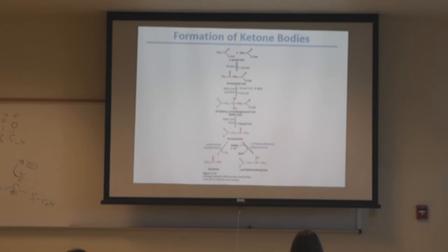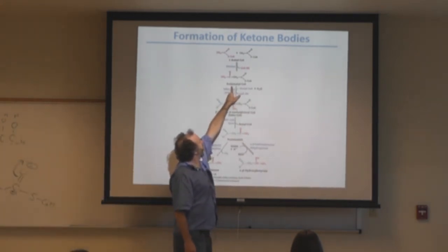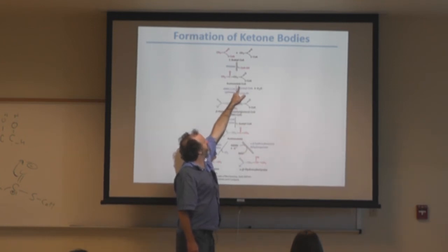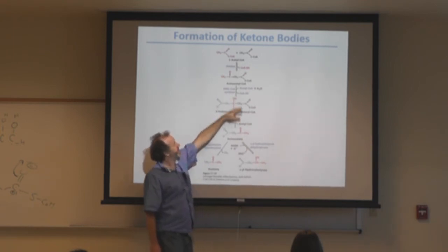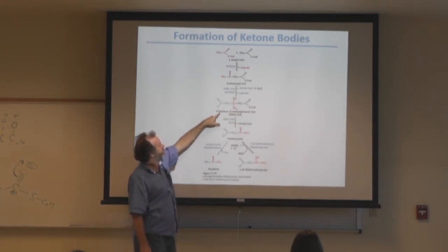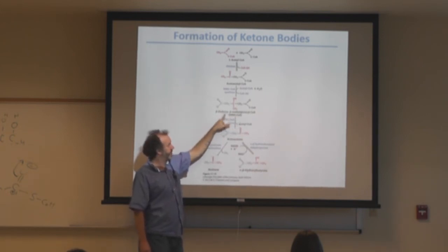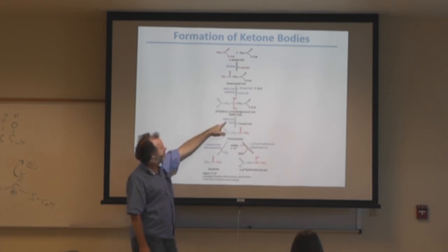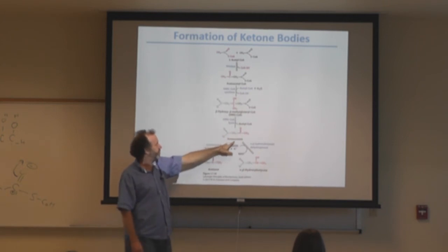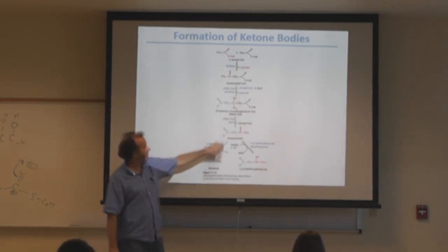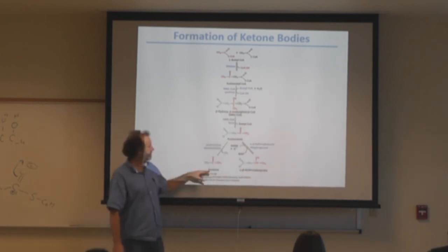So you take two acetyl-CoAs, a reverse thiolase reaction produces acetyl-CoA, and then HMG-CoA synthase takes another acetyl-CoA, which produces beta-hydroxy-beta-methyl-glutaryl-CoA, HMG-CoA. And then HMG-CoA lyase will lyse that, releasing one acetyl-CoA, and then you end up with acetoacetate. Acetoacetate can go two different directions to form beta-hydroxybutyrate or acetone.